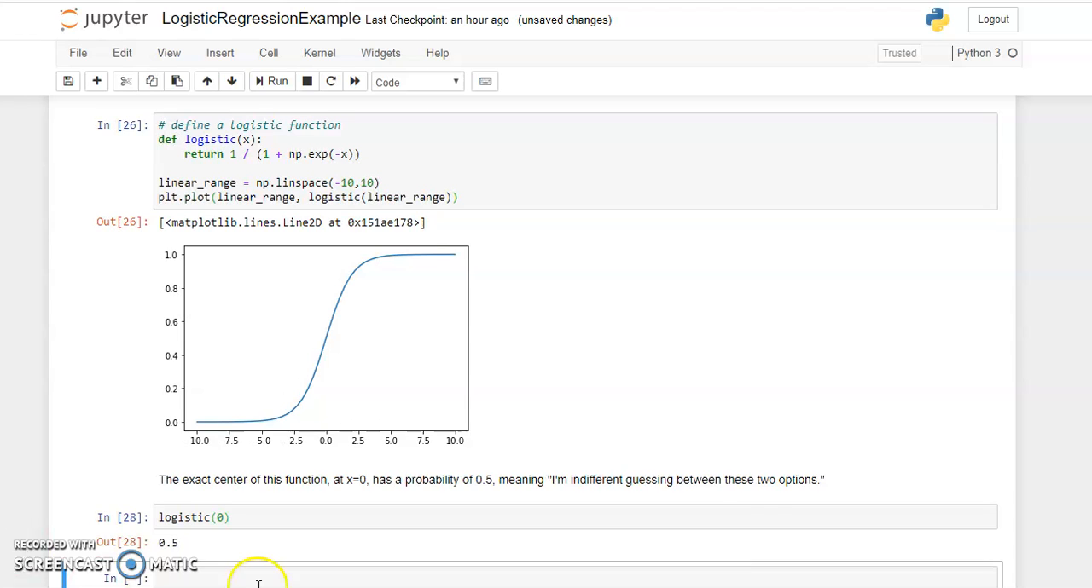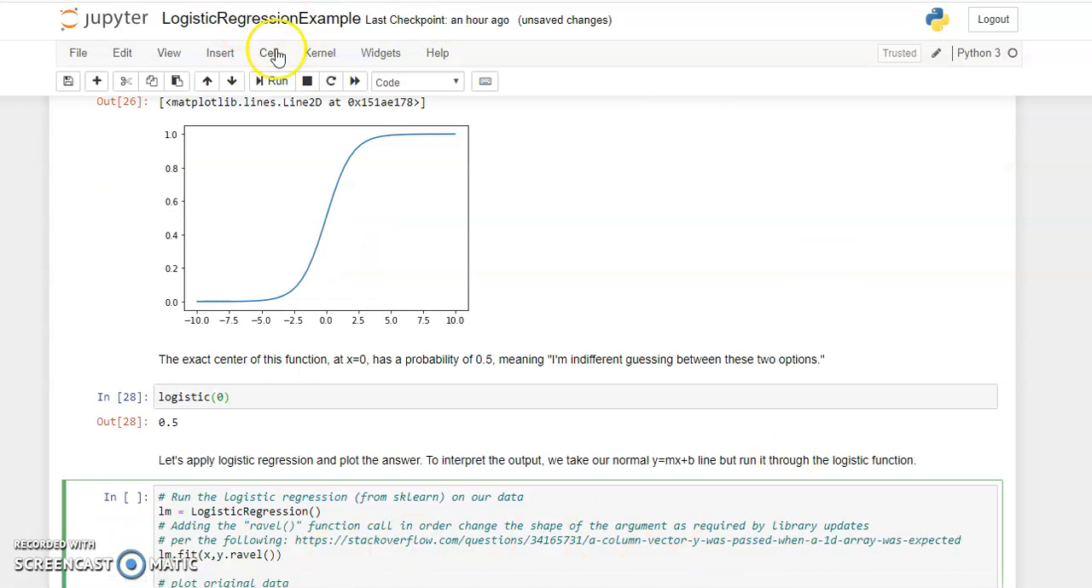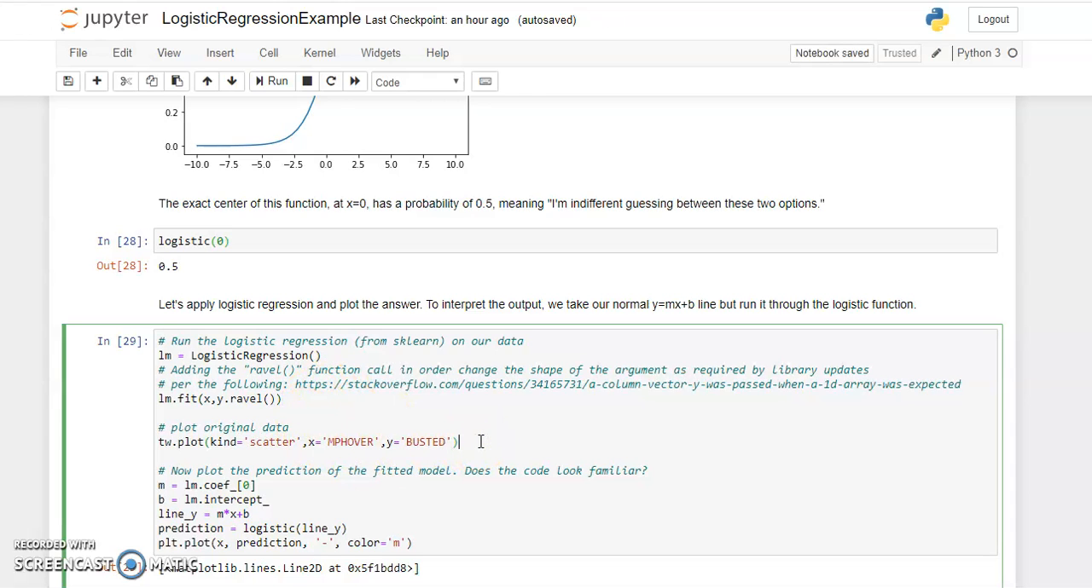So we're going to apply the logistic regression to our data, because again, our data has a binary dependent variable, and see what happens. I want to emphasize that what we're looking at is very similar to what we did for our linear regression. Instead of fitting a linear regression, we're fitting a logistic regression from sklearn. We're not using the one we just made. And we have to add this ravel component because some change in the library wants a different kind of array shape. And so we use ravel to get that array shape.